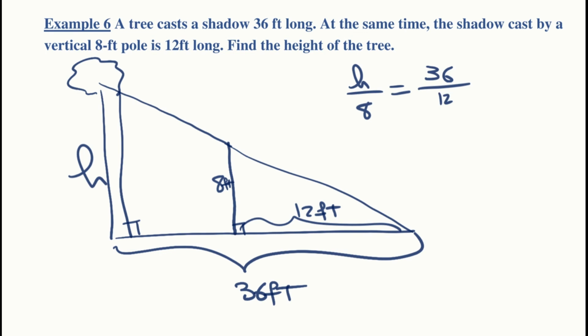Notice if I split those two triangles up, it might make more sense to you. Look, we have a triangle like that, and we have one like that, right? This is what we're trying to find. This is 8, this is 12, this is 36. Do you see it now? h is to 8 as 36 is to 12.